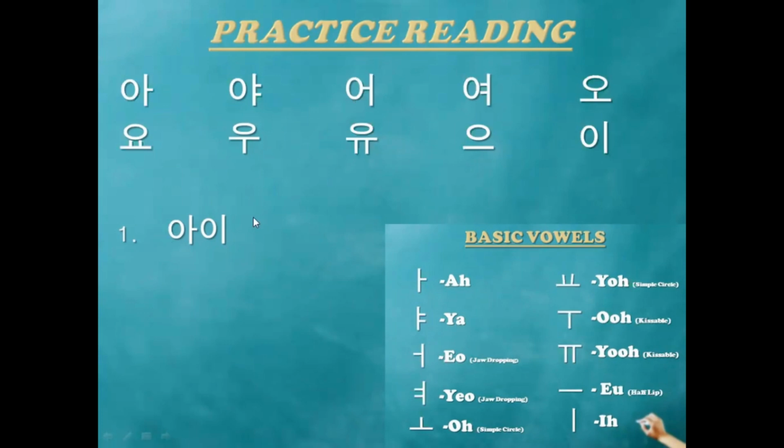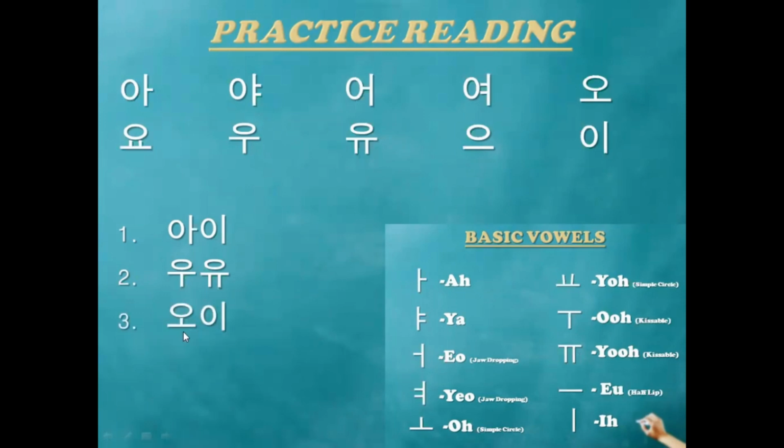Okay, another. Let's try to read this one. First syllable, you have u. Second syllable, you have yu. So once again, first syllable u, second syllable yu. So we have the word uyu. Uyu.